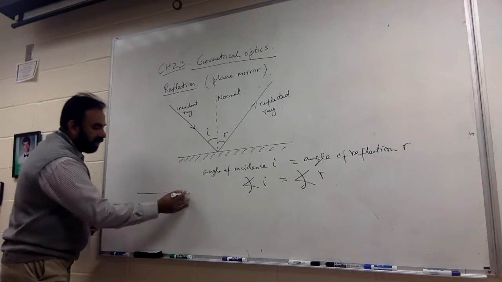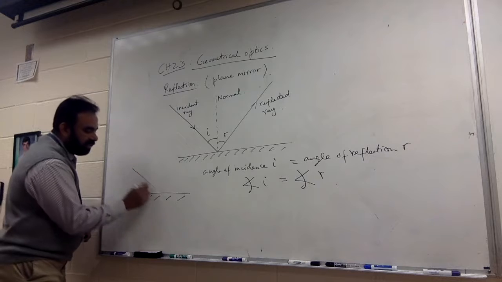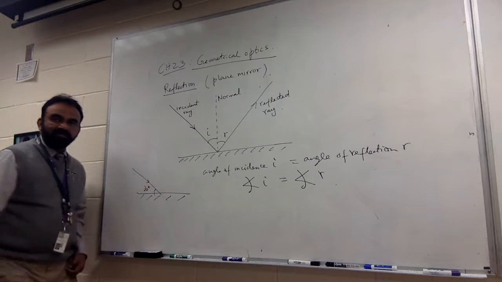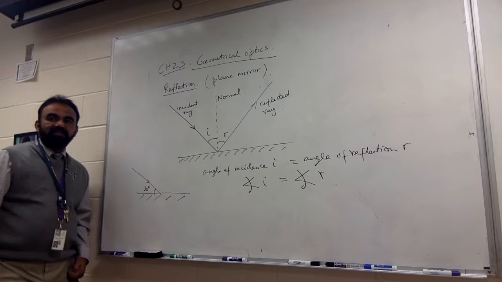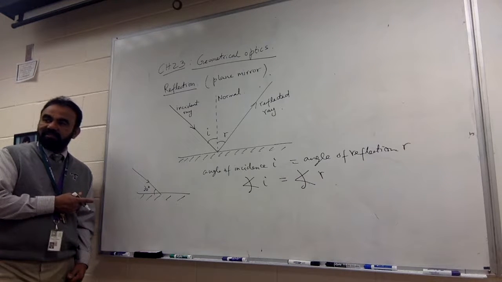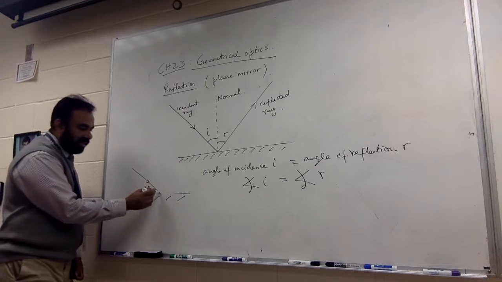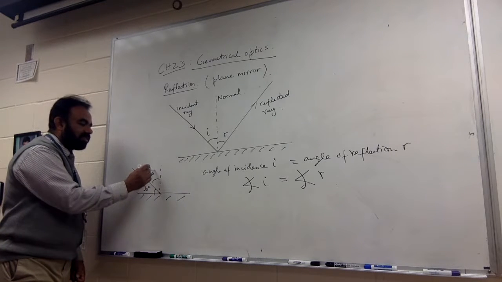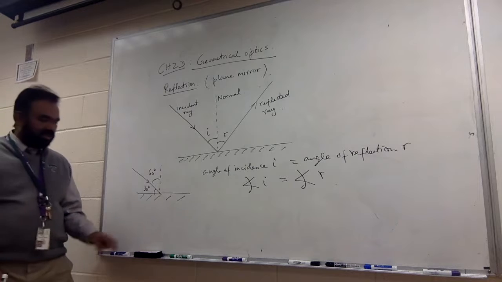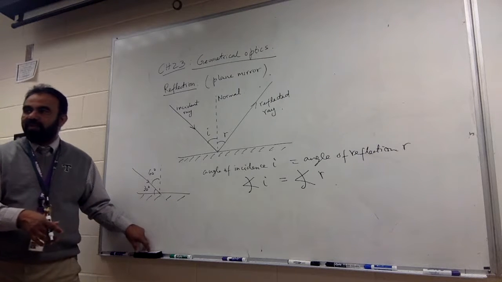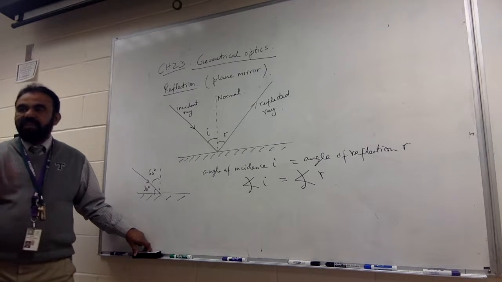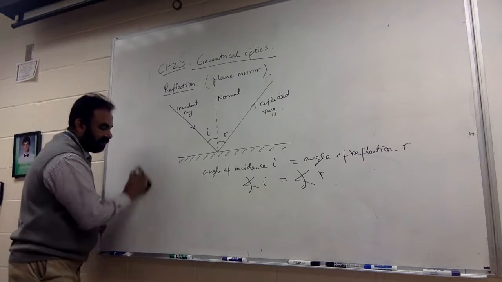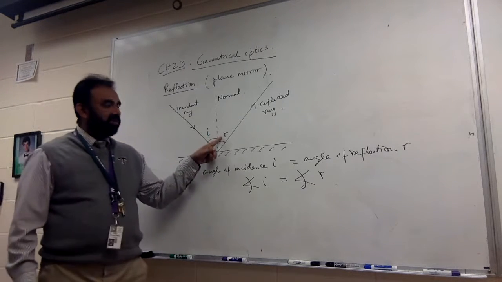Even if I drew a mirror like this, and I said a ray is coming and hitting at an angle of 30 degrees, that's not the angle of incidence. What is the angle of incidence? 60. You have to understand that the angle of incidence is always the angle with the normal, so that's actually 60 degrees. Don't get confused by any angle that is shown in the diagram. The angle of incidence is equal to the angle of reflection.